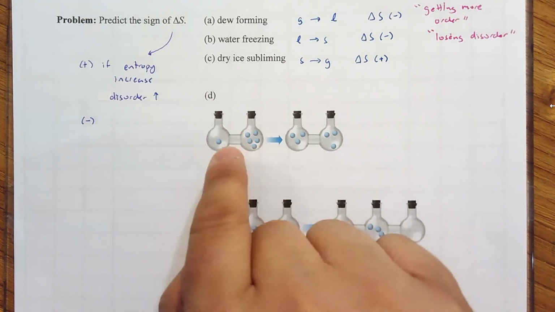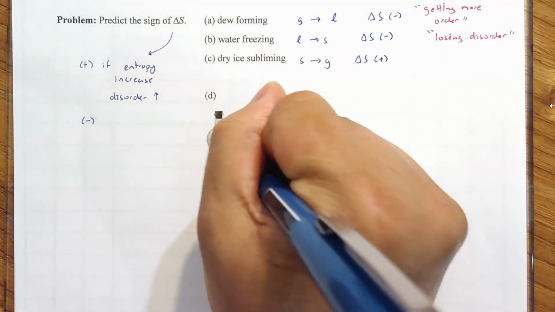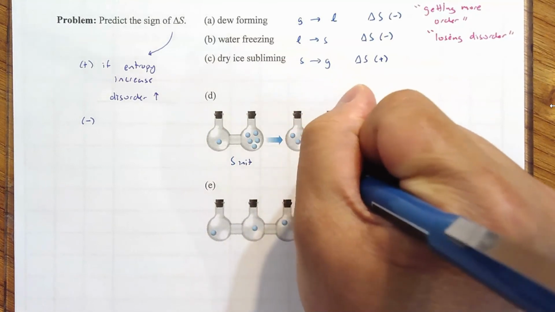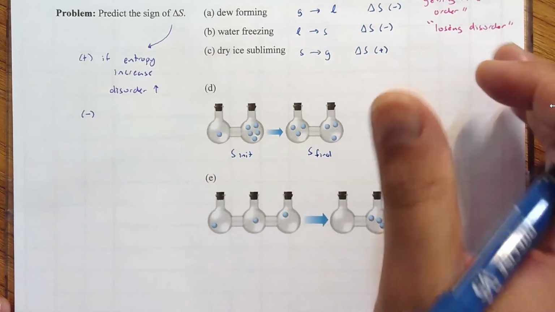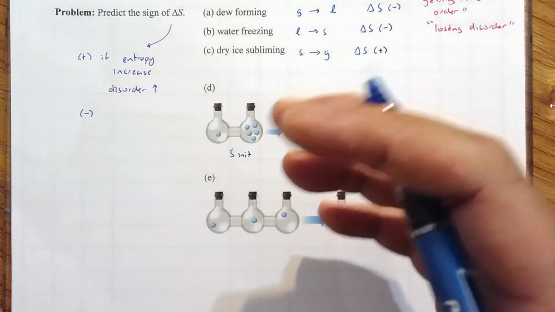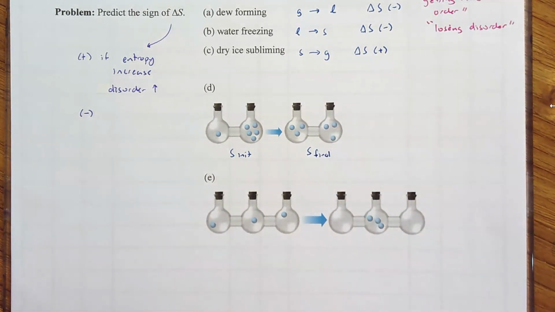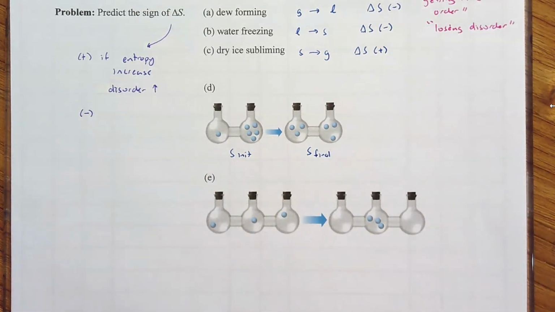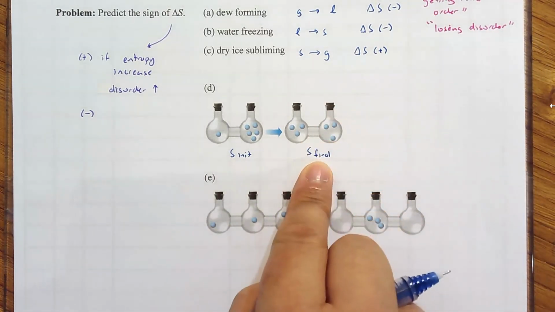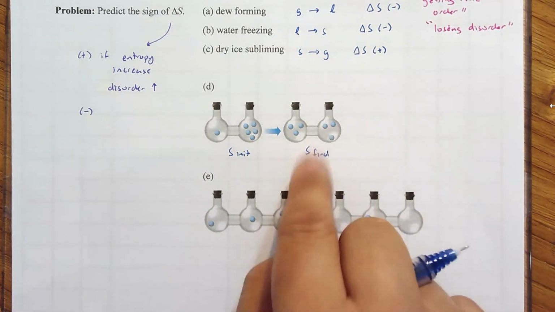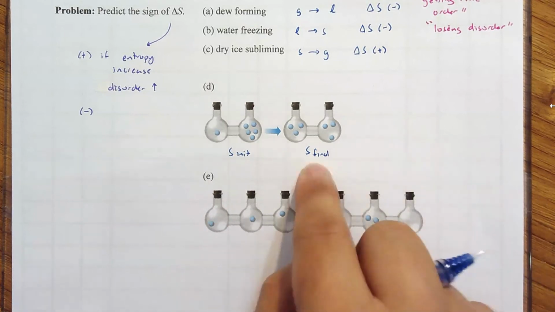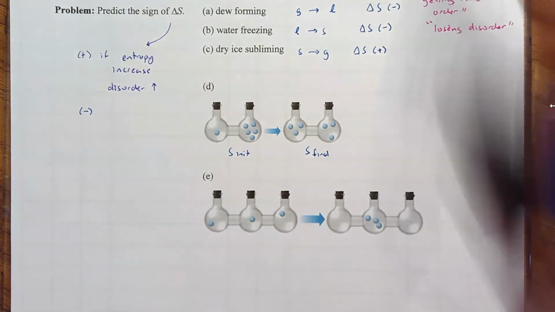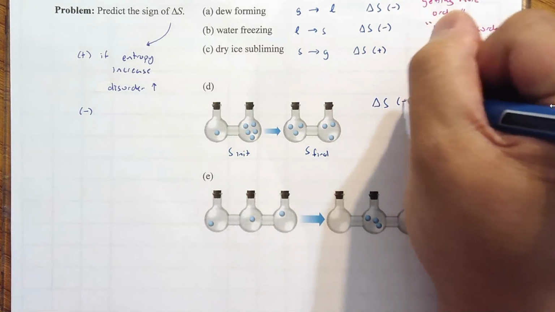So let's go to the cartoons. You have initial state. This is S initial, and this is S final. Who has more distribution? Who has more disorder? Which one is more spread out? Those are the situations where you have a greater entropy, greater disorder. You know that eventually you'll get a 50-50 mixture. There are more microstates for this situation than this situation, so there's more entropy here. So delta S is positive.